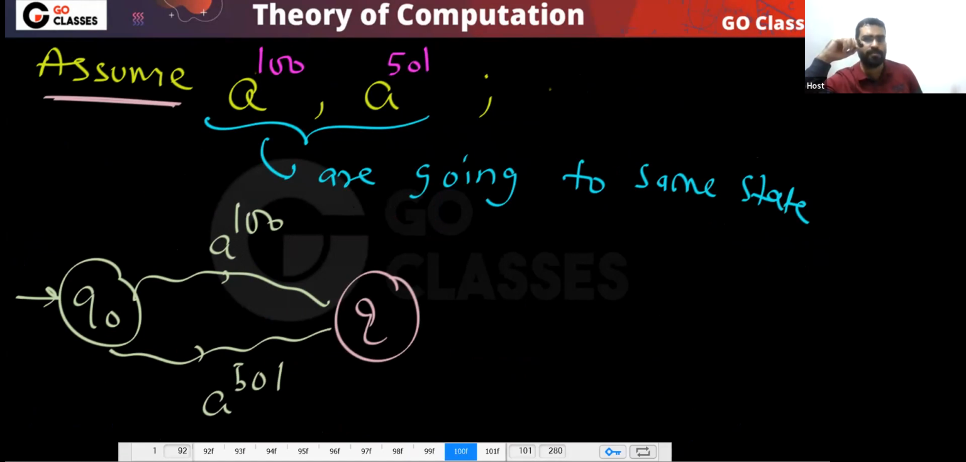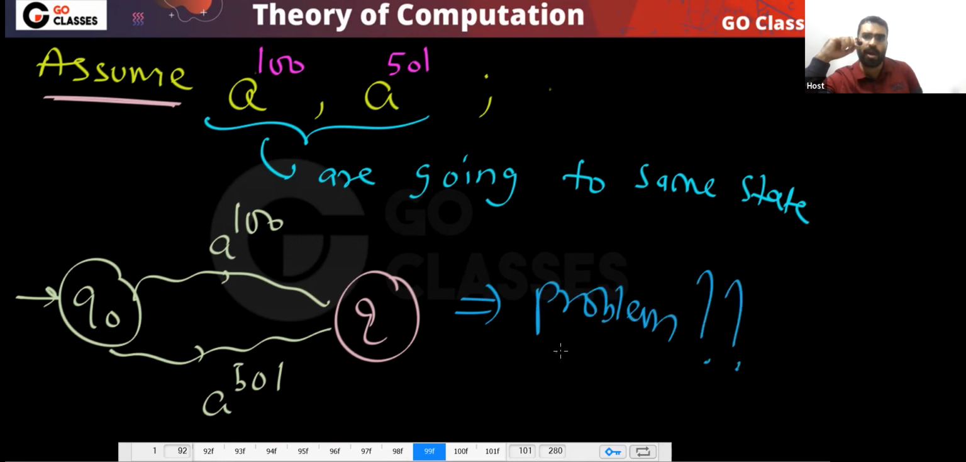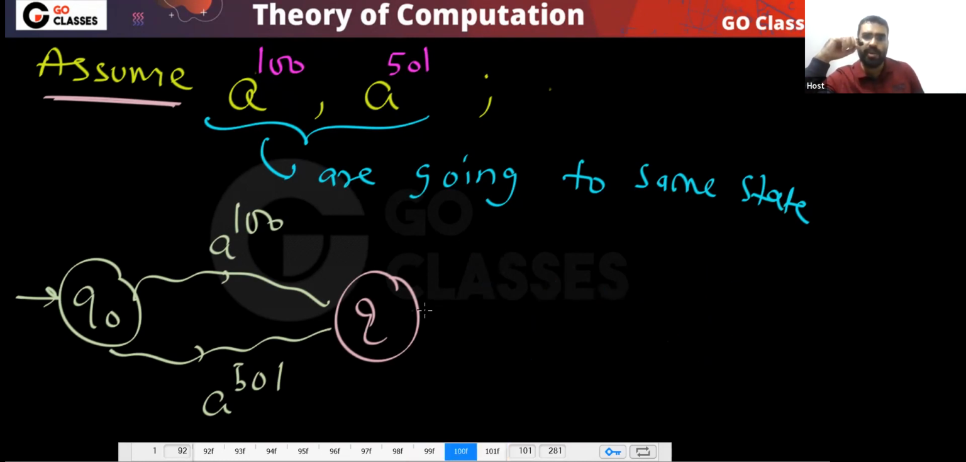Now there is a problem. How can you create a problem? The problem I can create is this: where will this q go on b power 100? Tell me, on b power 100, how many states will this q go to?